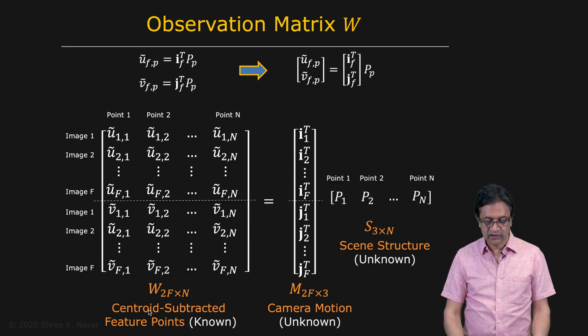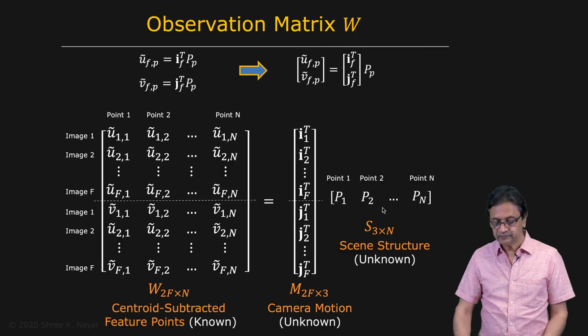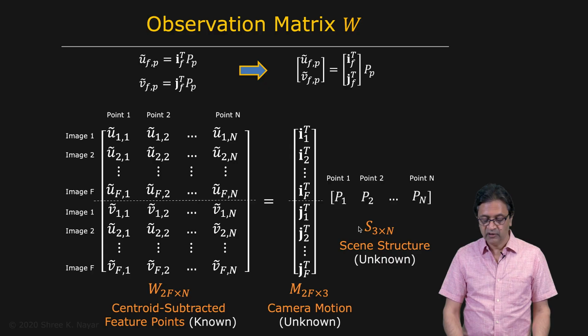And because we subtracted the centroid, on the right side you have the product of a matrix that has only the unit vectors corresponding to the orientations of the cameras in the F frames. Those are all the I and J vectors. So you have a stack of all the I vectors first and then all the J vectors for the F frames. And that we will call the camera motion matrix M. And then that's multiplied by the scene structure matrix S, which is the 3D coordinates of all the scene points.